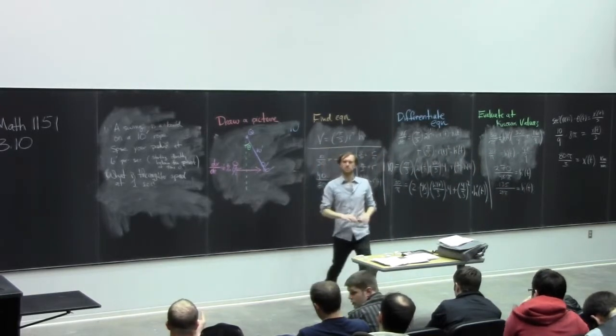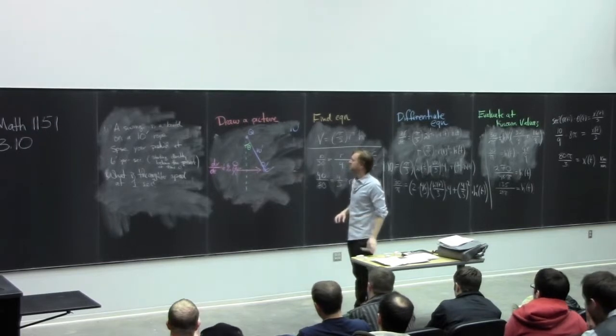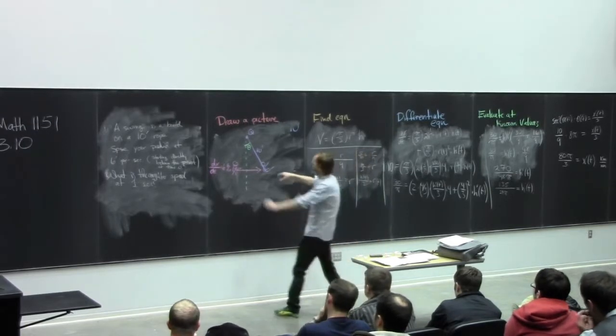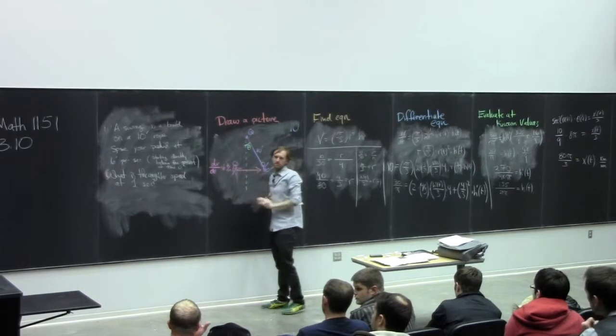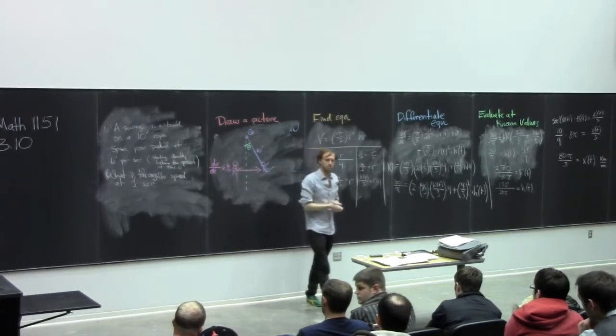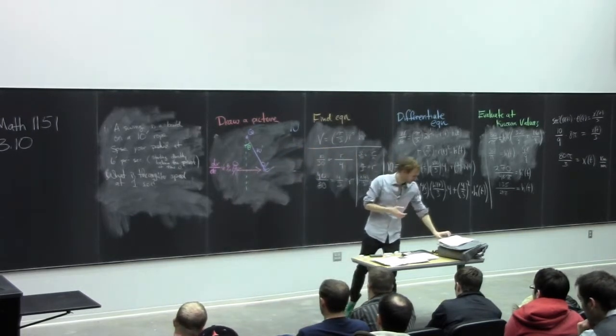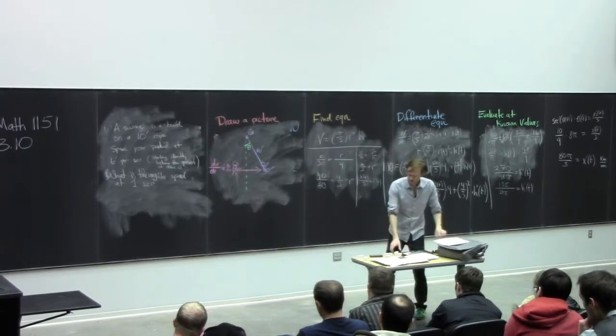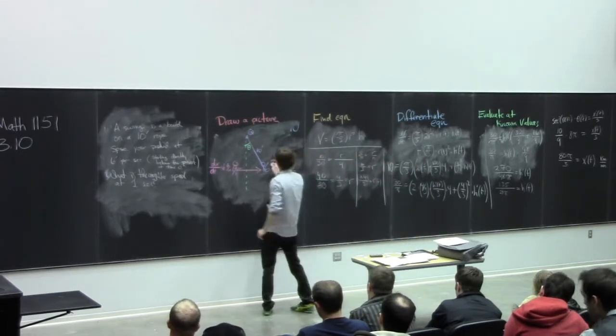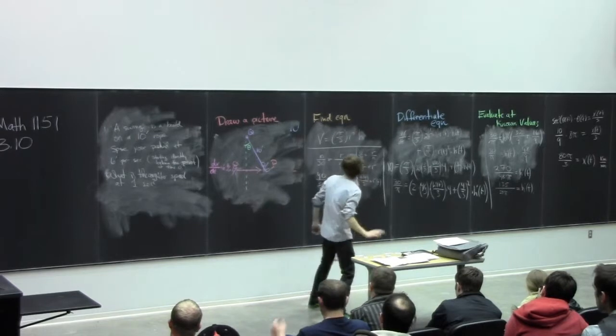Yes? Wouldn't the 10 feet be the green line? No, the rope is 10 feet long. Yeah, the rope's 10 feet long. And we'll call this point P right here, if we need it.